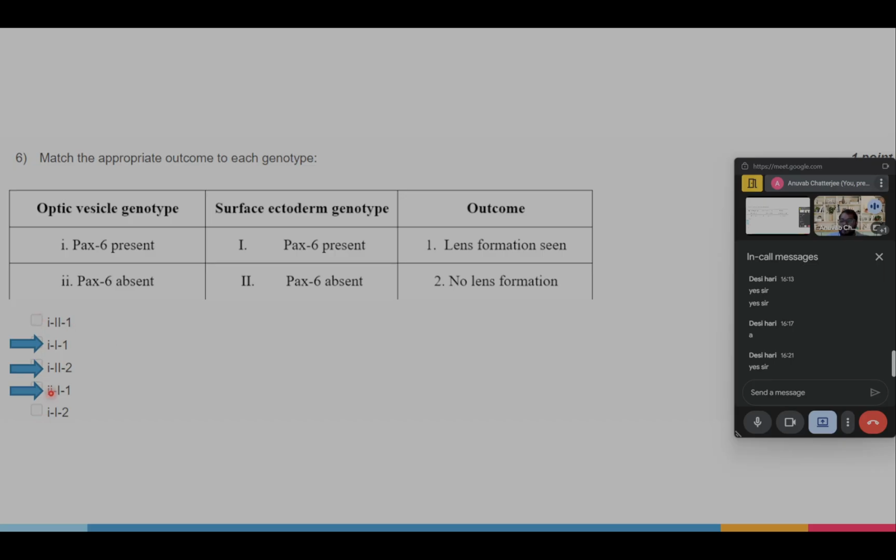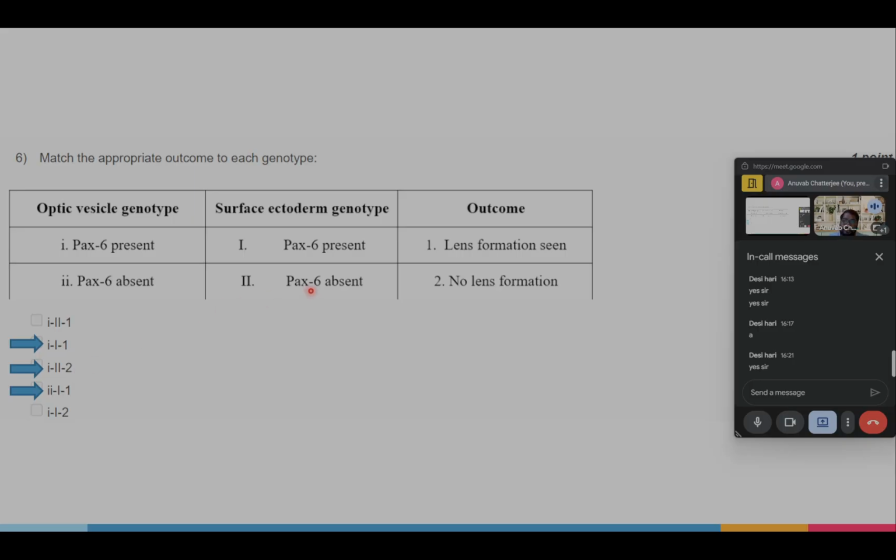So I ignore the first column, so it is 2 and 1. PAX6 absent, lens formation cannot happen. PAX6 needs to be there for it to catch the signals and form the lens. So not true. 1 and 1, PAX6 presence, lens formation, perfect.